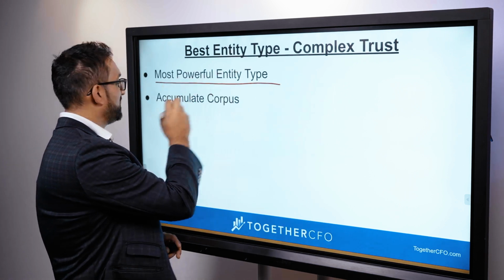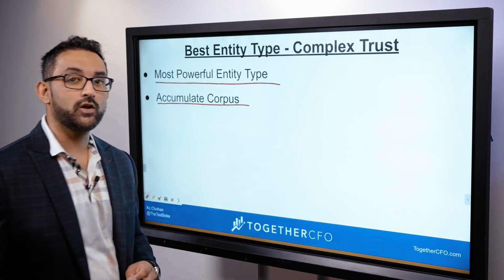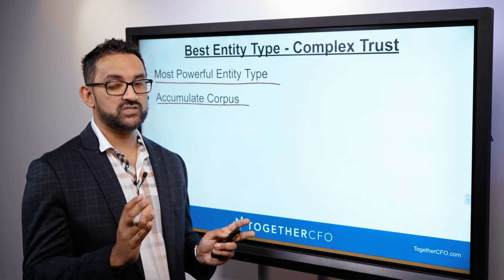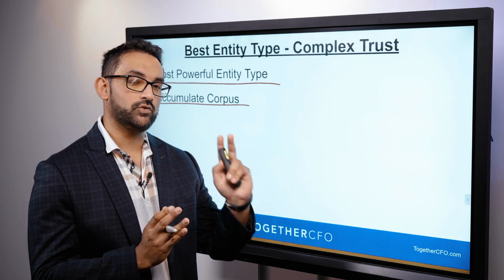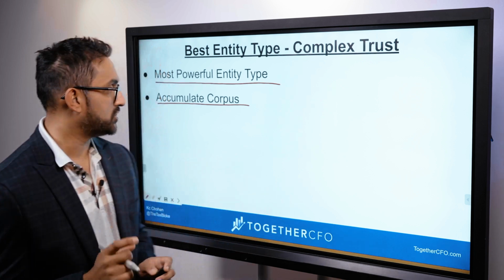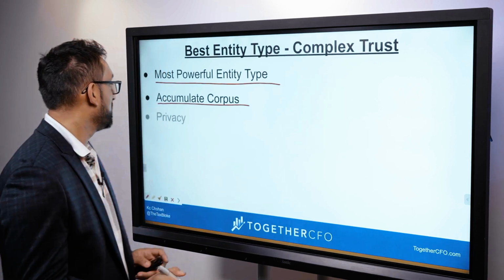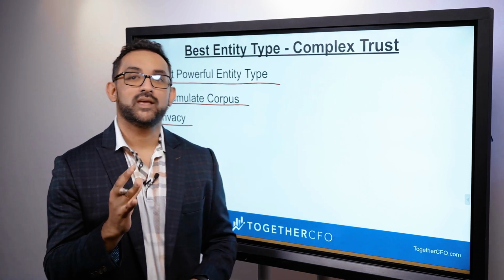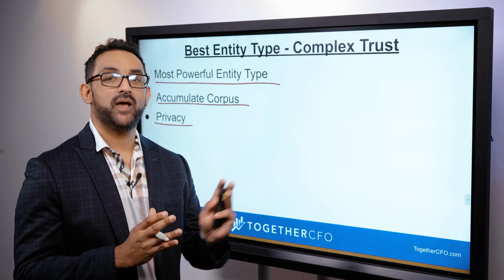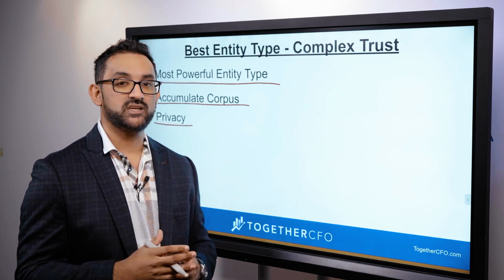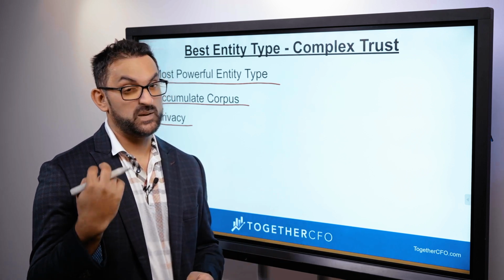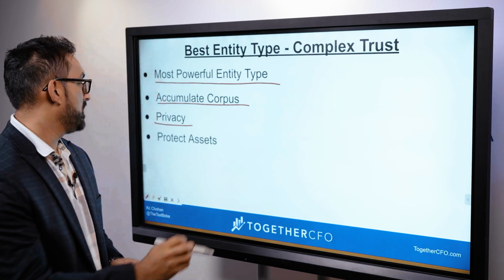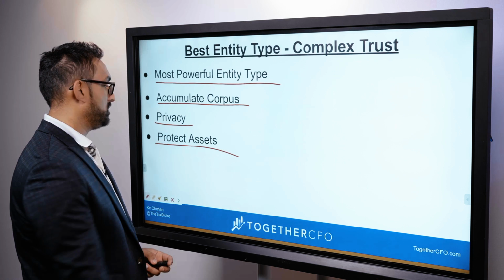Specifically with a complex trust, you can accumulate corpus, which means you do not have to make a distribution every single year, and you can allocate those funds to the principal of the trust, reducing your taxes. You get so much more additional privacy in this type of trust compared to a C Corp or an LLC, where there's a lot of public record where people can search what assets you own in your own name.